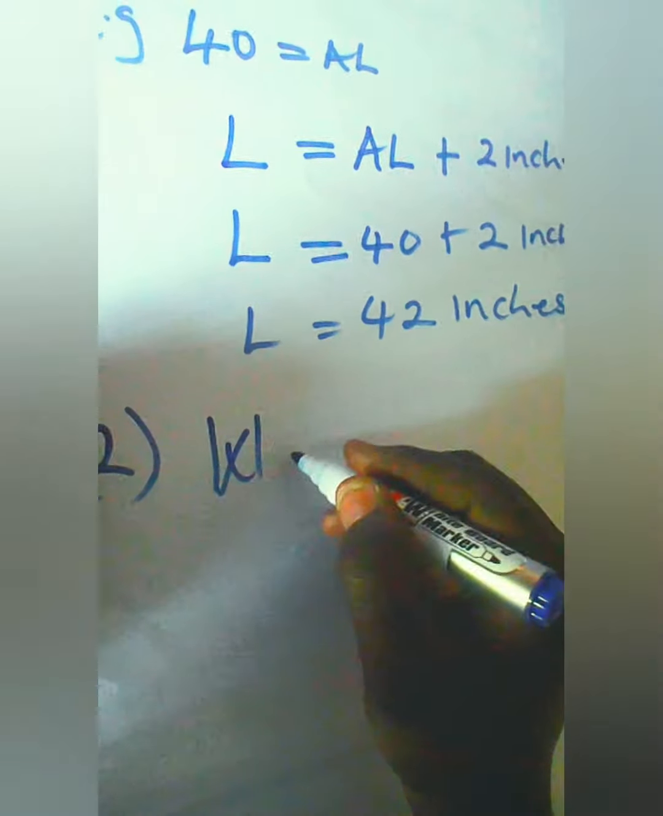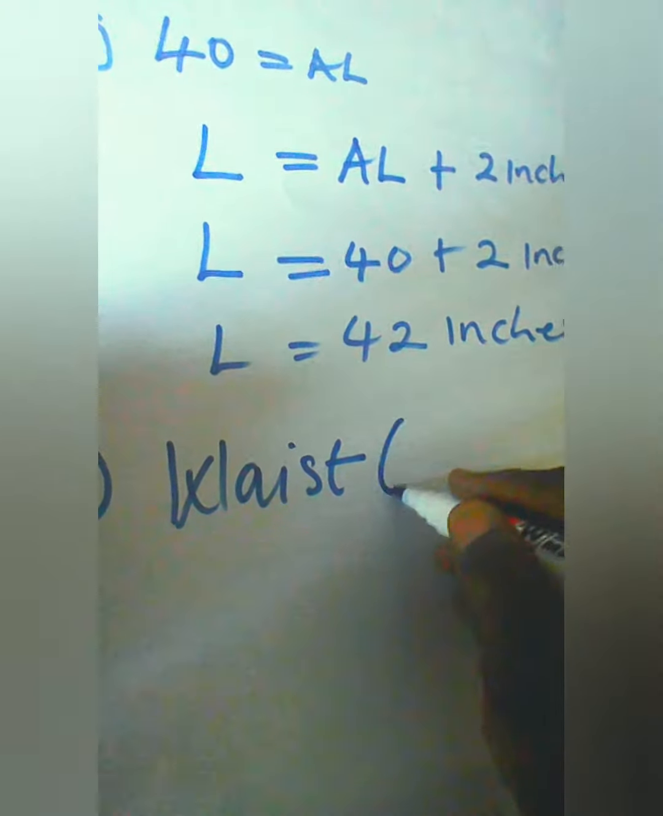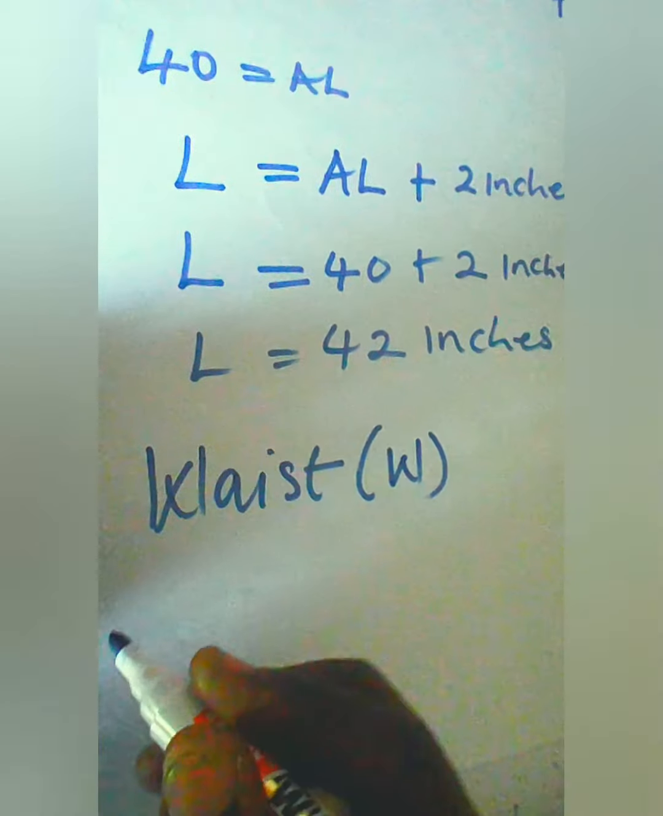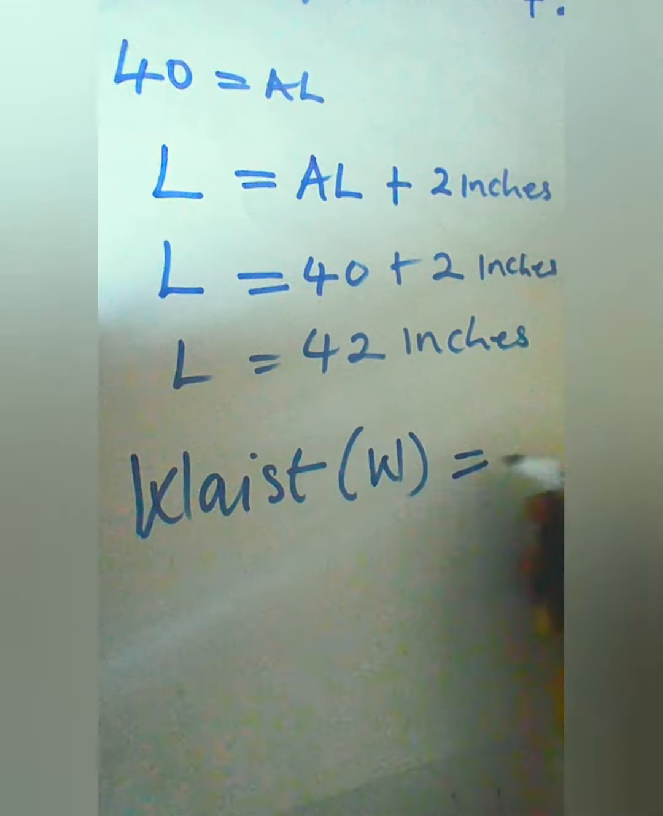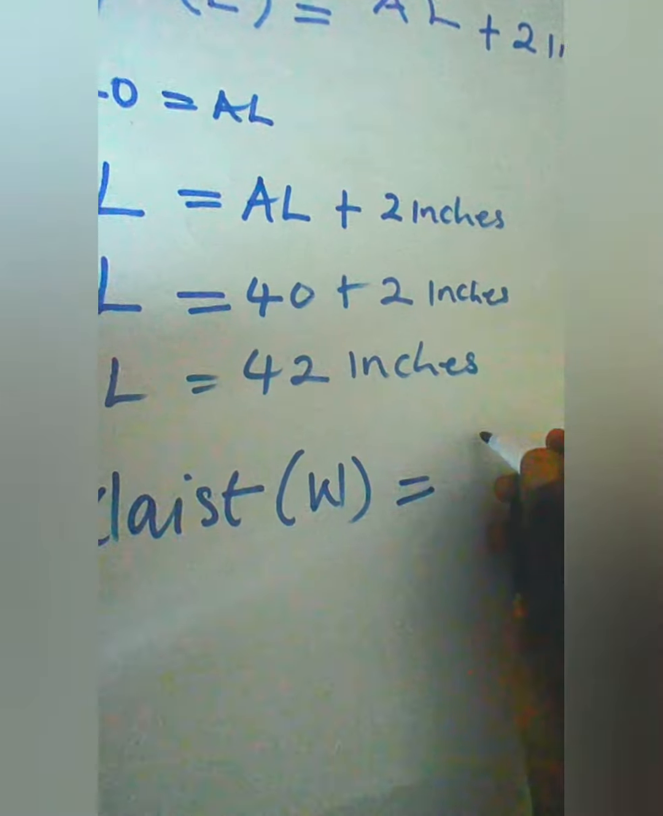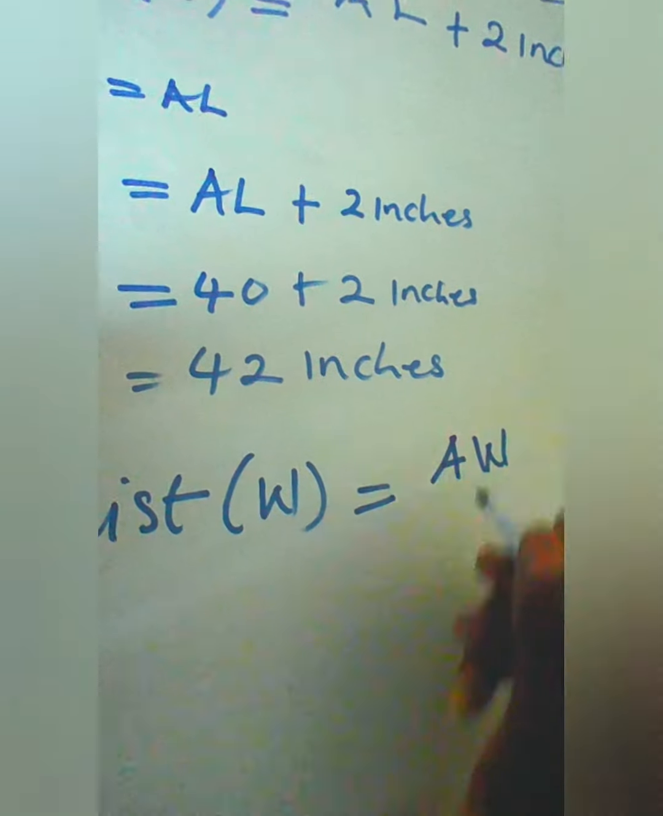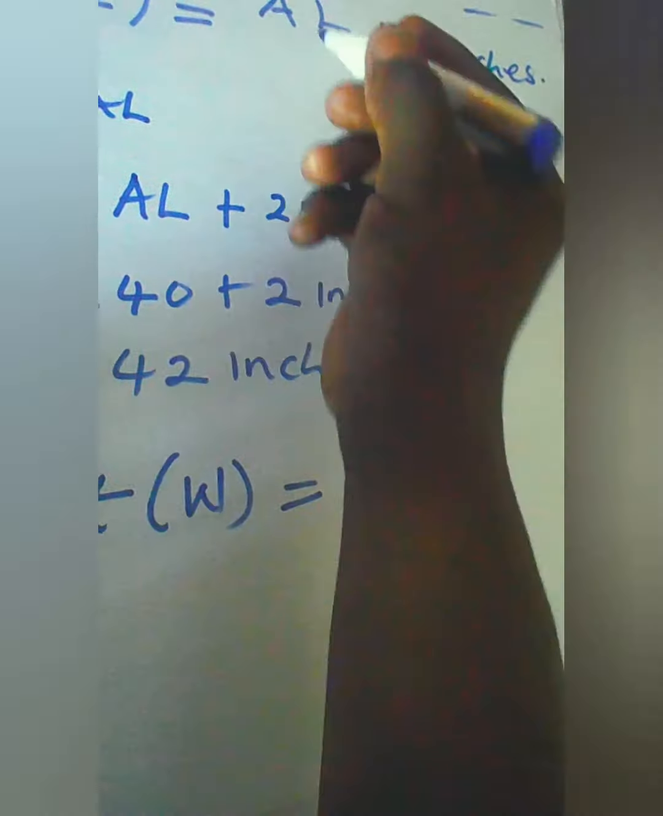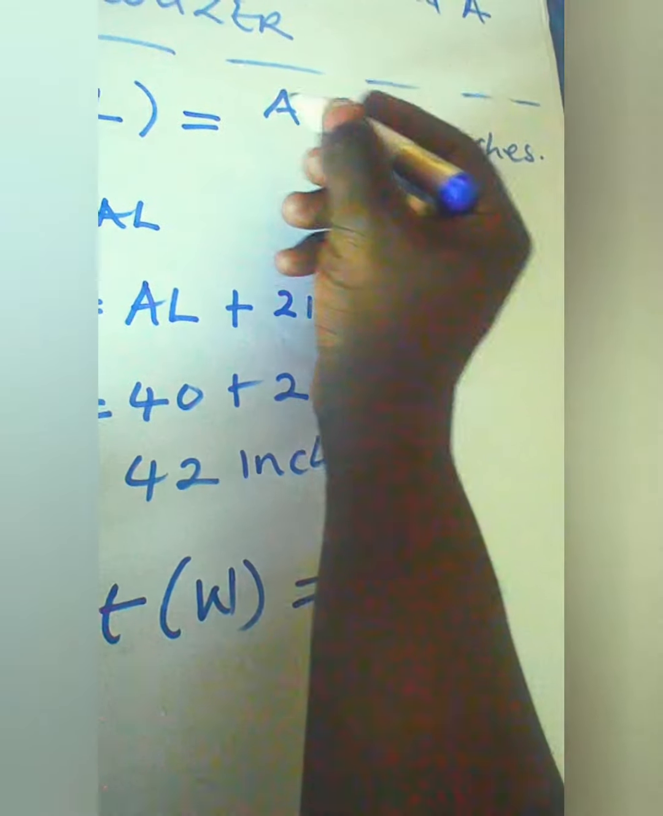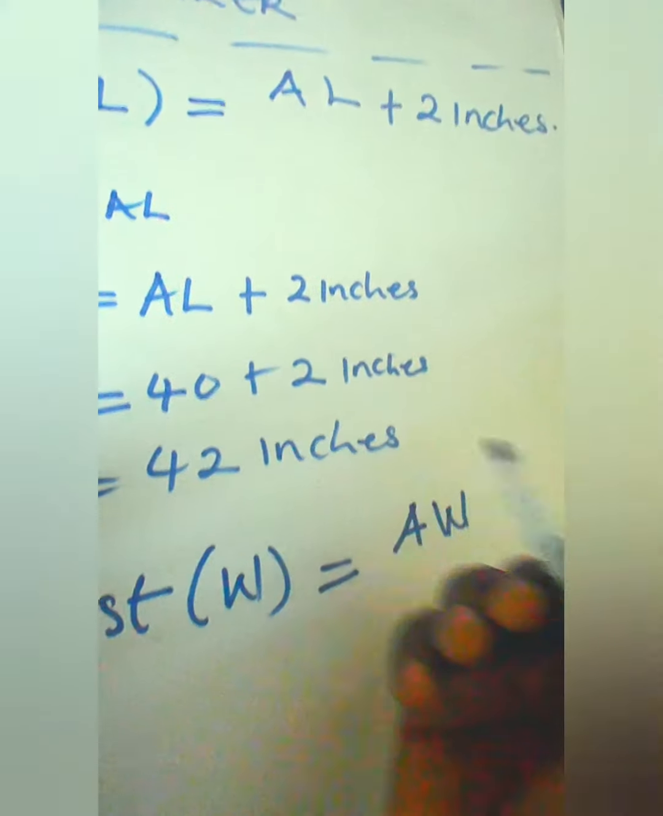Now waist, which is denoted as W. This is the symbol for waist. It is equal to actual waist. The symbol for actual waist also is AW, actual waist. In the case of the first one we considered, which is actual length, AL, A stands for actual, L stands for length. So please try to understand.